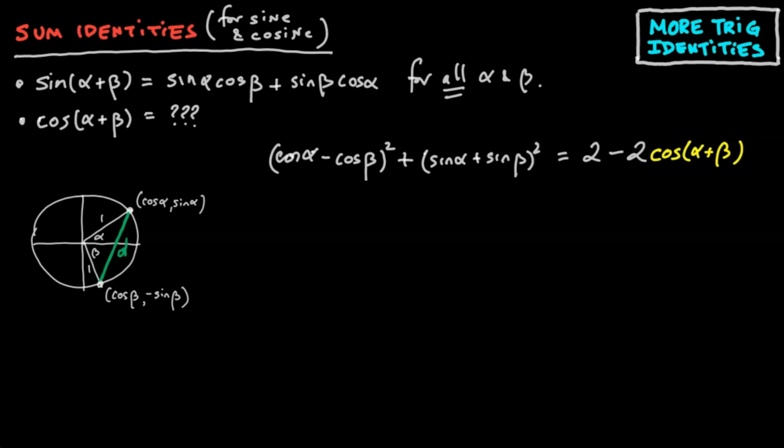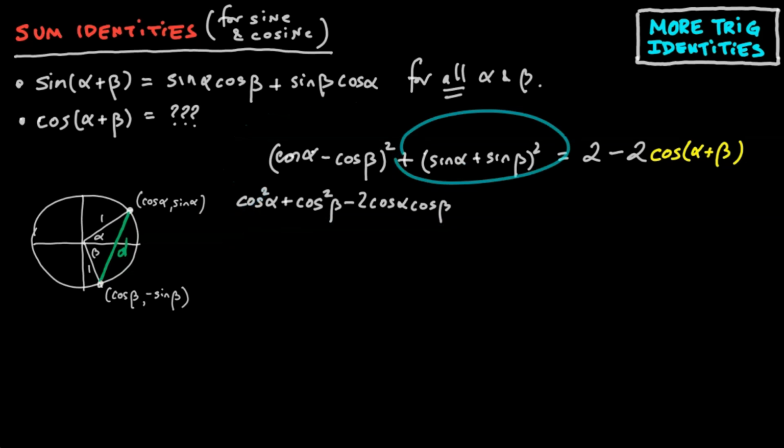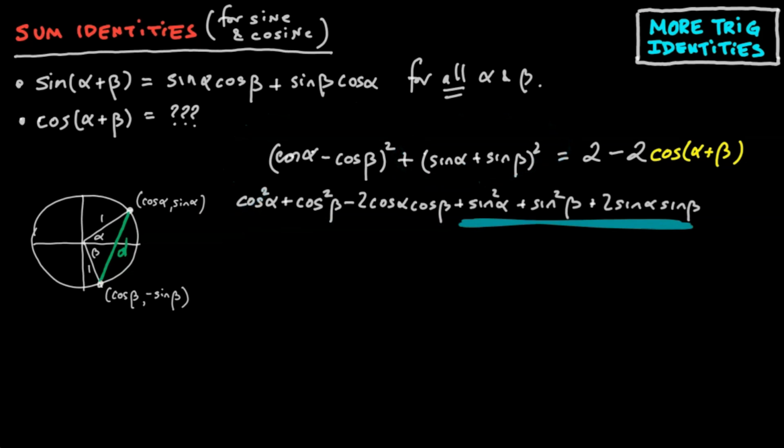That left-hand side is going to become cosine squared alpha plus cosine squared beta minus 2 cosine alpha cosine beta. That's the first piece. And then the second piece will become all this stuff, sine squared alpha plus sine squared beta plus twice sine alpha sine beta. And the right-hand side just comes down. I'm just going to leave a equals right-hand side for now to save space.